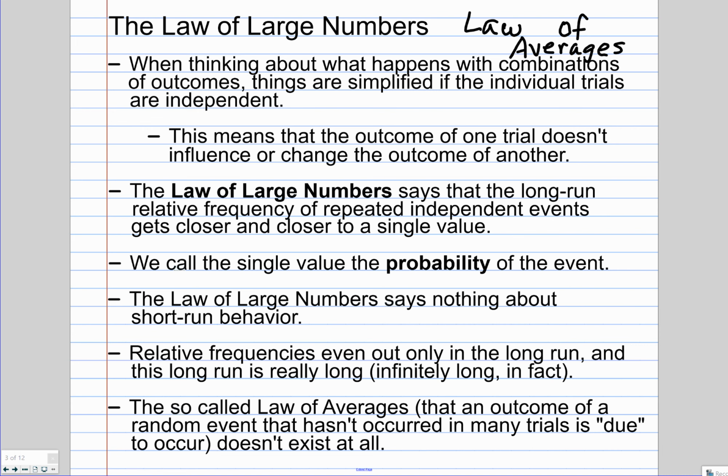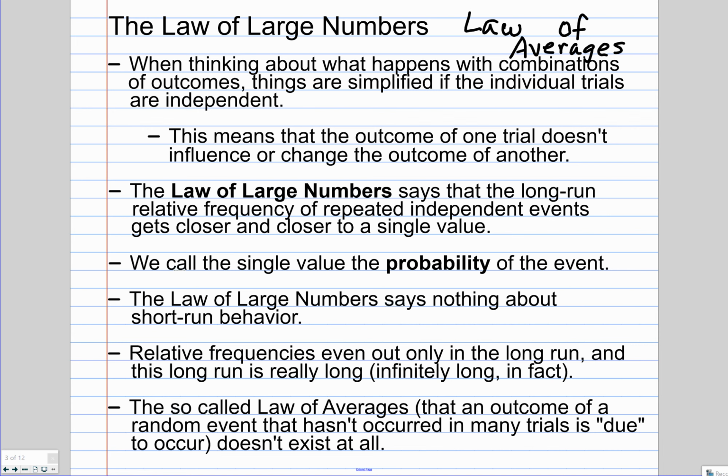For example, say I'm watching a basketball game, and in the first half, one of the teams is not playing particularly well. They're missing a lot of their shots. And at halftime, the announcer will say, don't worry, the law of averages says that they'll start making them in the second half. That's not true and not a thing.